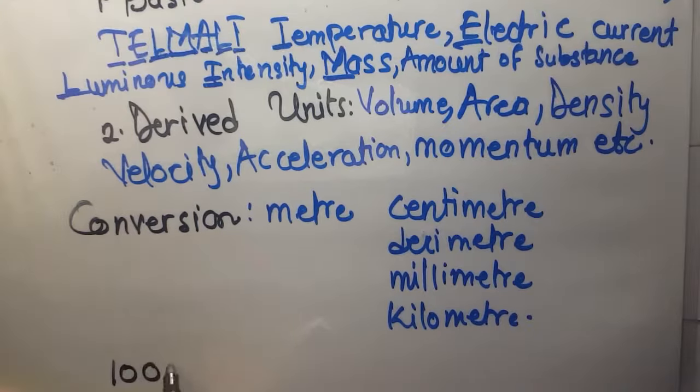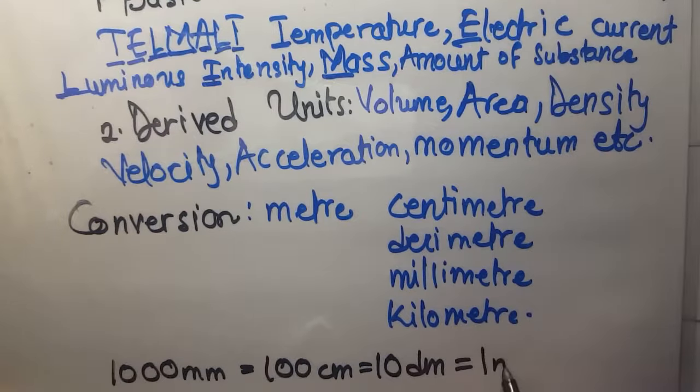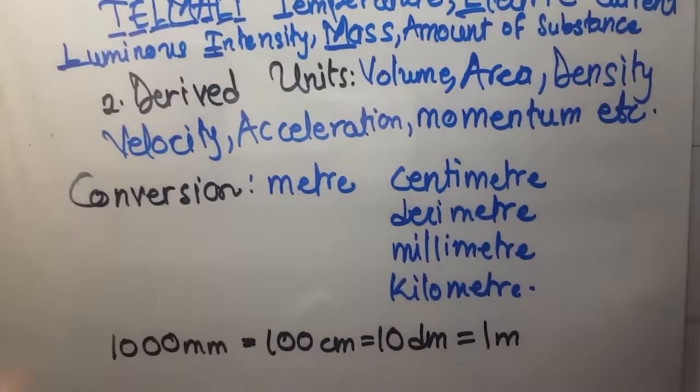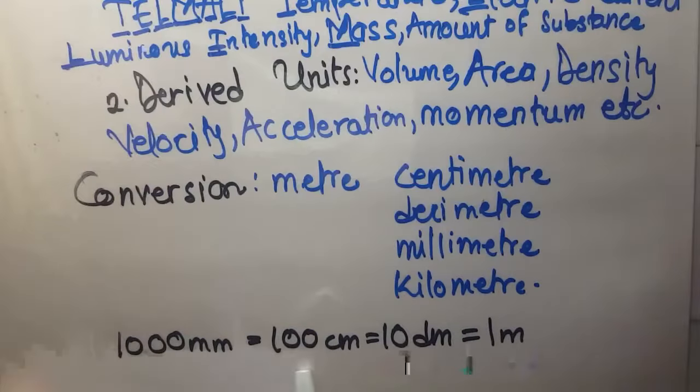1000 millimeters equals 100 centimeters equals 10 decimeters equals 1 meter. This means 1000 millimeters equal 1 meter, 1000 millimeters equals 10 decimeters, 1000 millimeters equals 100 centimeters, and 100 centimeters equals 1 meter.